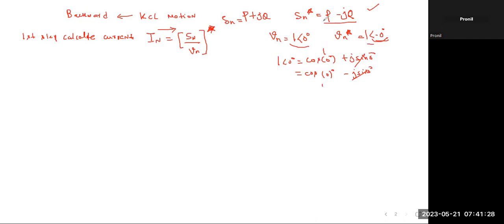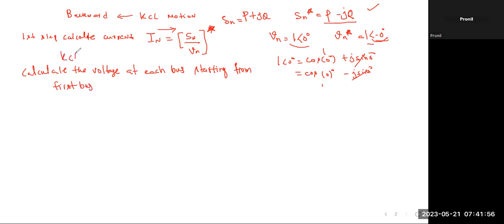Now remember one important thing when we are going for the calculation of the voltage. We will calculate the voltage at each bus starting from the first bus. So here the KVL gets applied in the forward direction. So this is called the forward sweep.